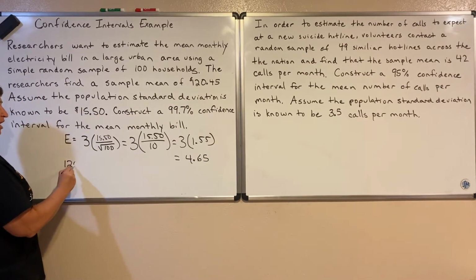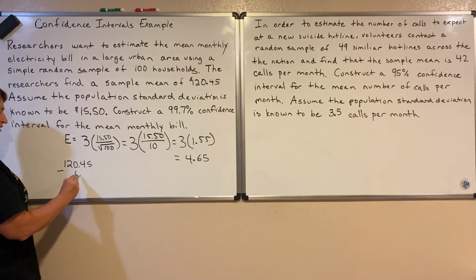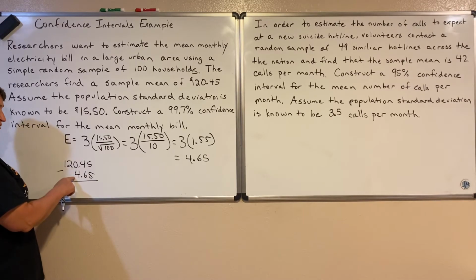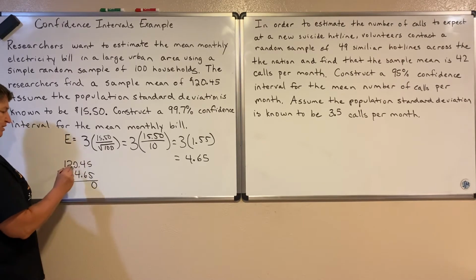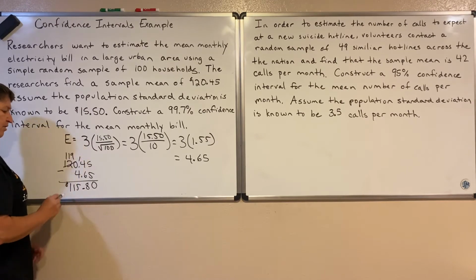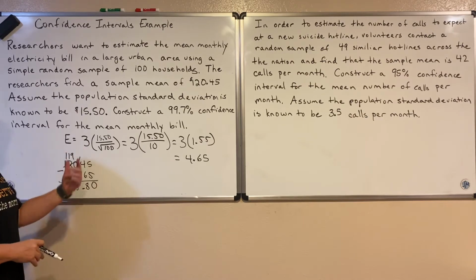I'm going to take $120.45 and I'm going to subtract the $4.65. That's out 3 standard deviations. So a little bit of subtraction here. That's 119 gives me 14, which is 8, which is $115.80. That's going to be out 3 standard deviations below that mean.